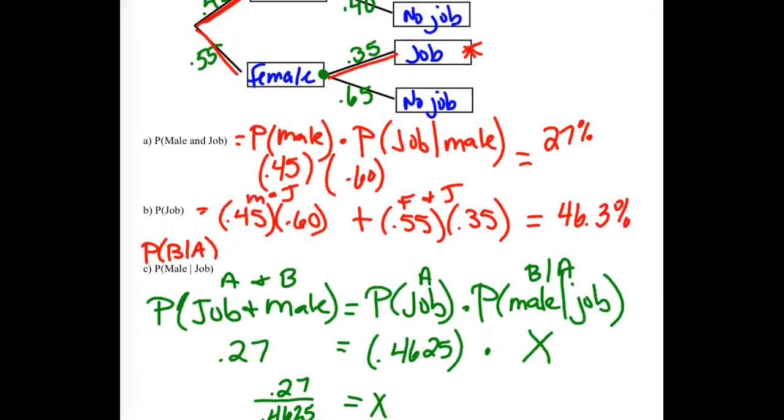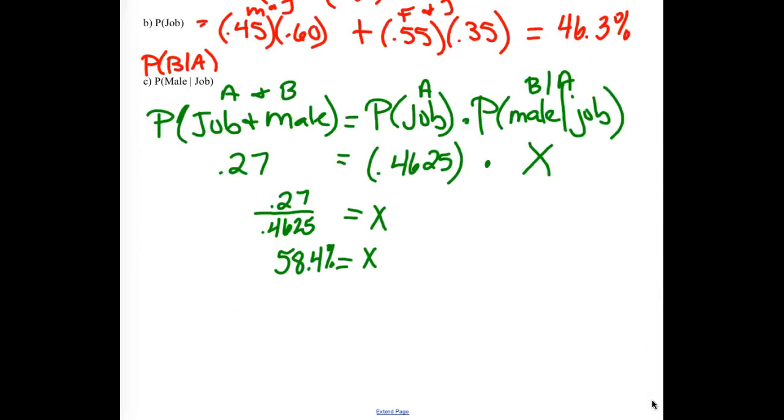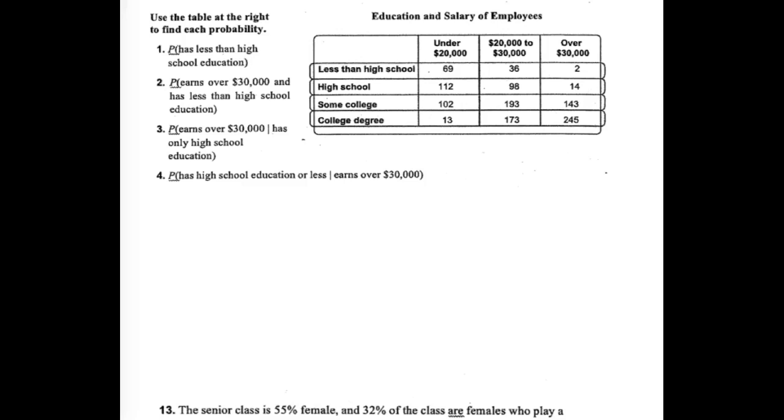You need me to scroll down? All right. I'm going to give you guys a couple minutes. I want you to try this. It says use the table at the right to find each of the probabilities. Go ahead and do both questions.